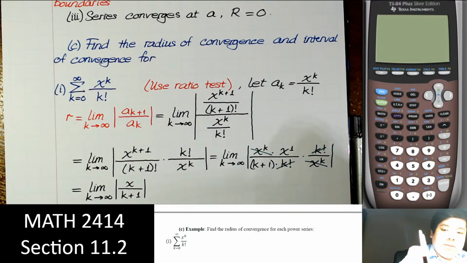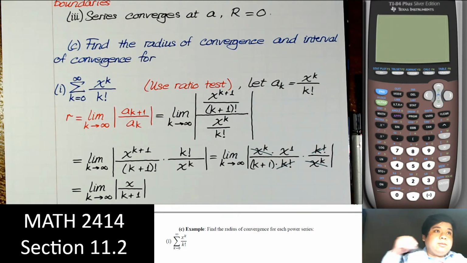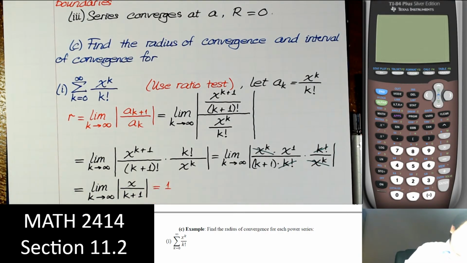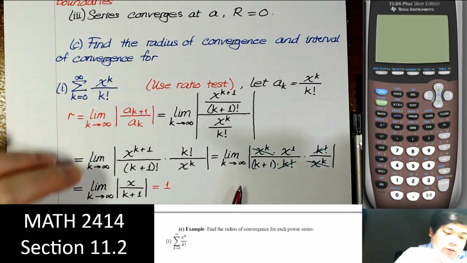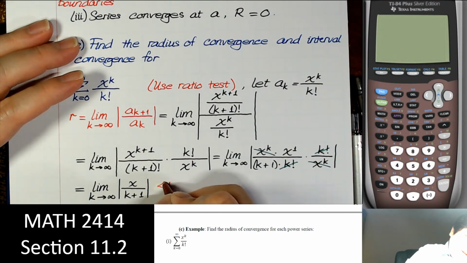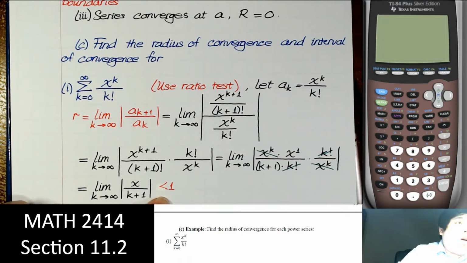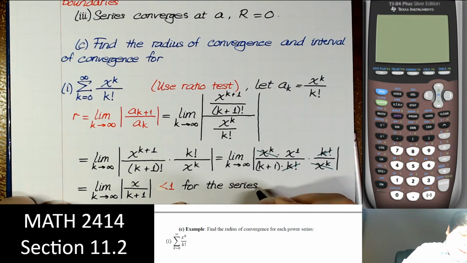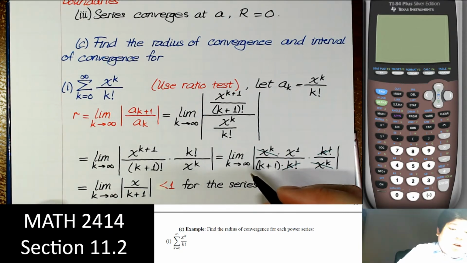Right. And the ratio has to be less than 1, if it is less than 1 then it is convergent. So that r has to be less than 1 for the series to be convergent.